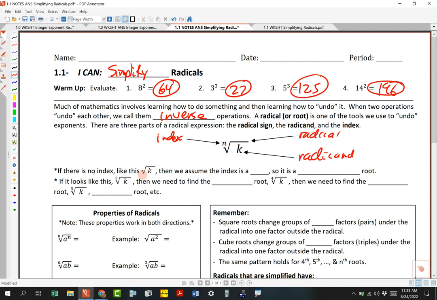All right? If there's no index, so if it looks like this and there's no number there, it's not a 1, it's a 2. So if there's a 2 there, then we mean it's a square root. If there's a 3 there, then we need to find the cube root. If there's a 4 there, we need to find the 4th root, 5, 5th root, 6th, 7th root, and so forth. Okay? So this would be the 5th root.